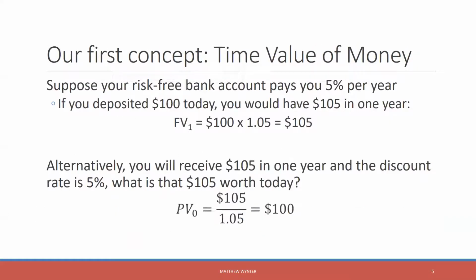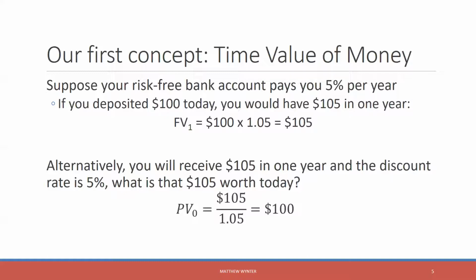So our first concept is going to be the time value of money. Suppose your risk-free bank account pays you 5% per year. If you deposited $100 today, in 1 year, you'd have $105. What did we do? Our future value at time 1 is going to equal our present value multiplied by 1 plus our rate of interest, our R. So 100 multiplied by 1.05 yields 105. Very straightforward.